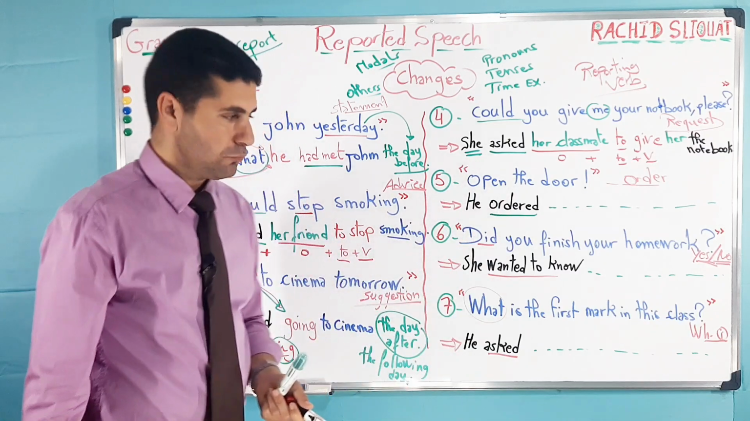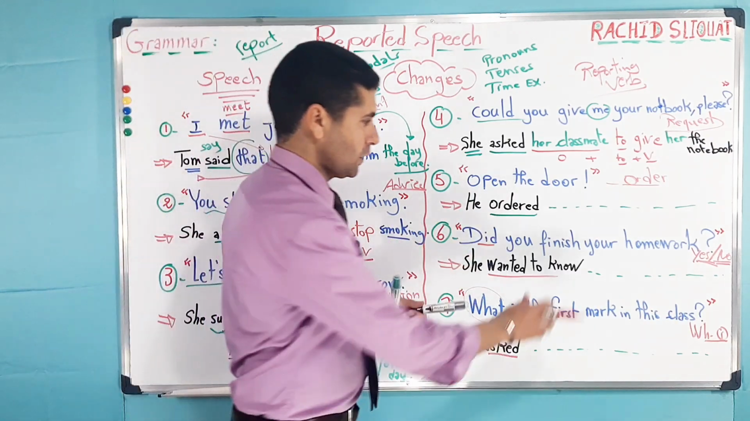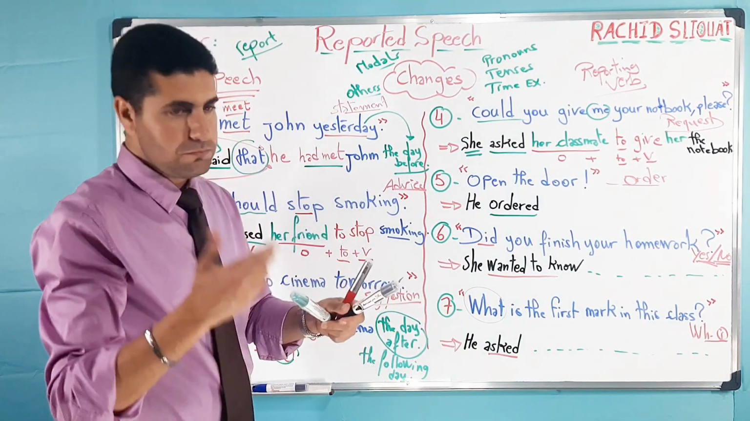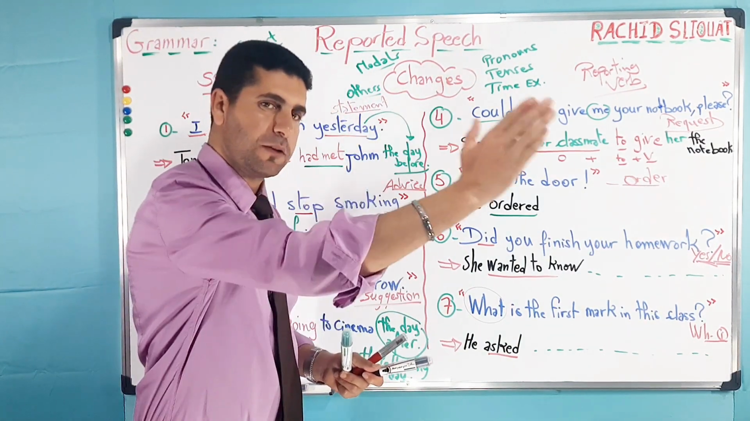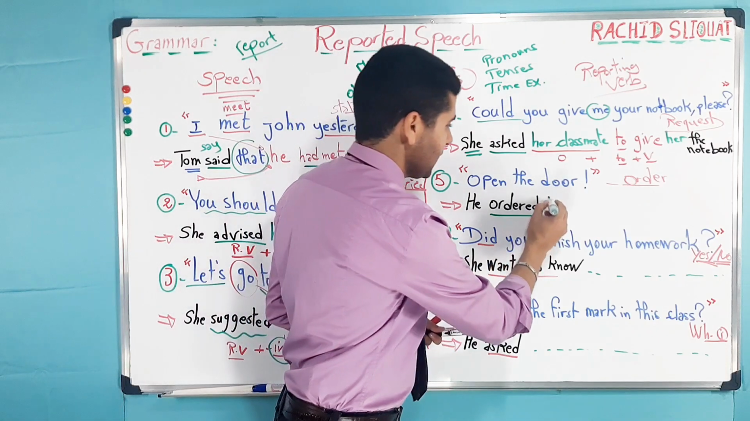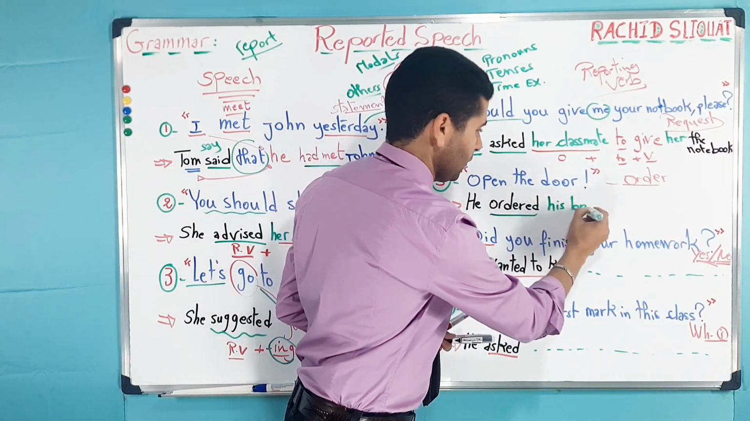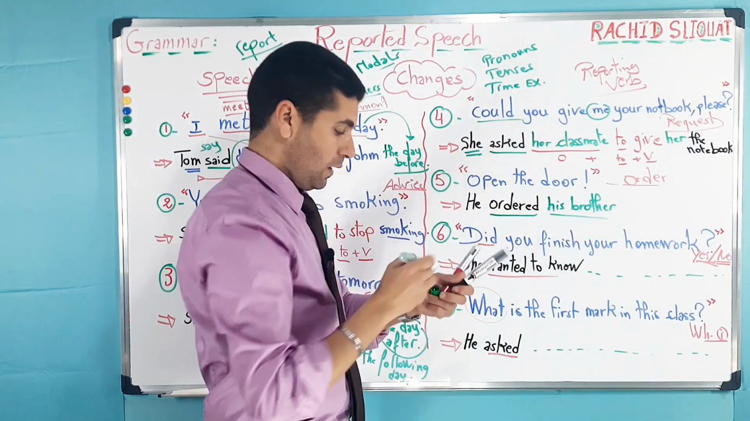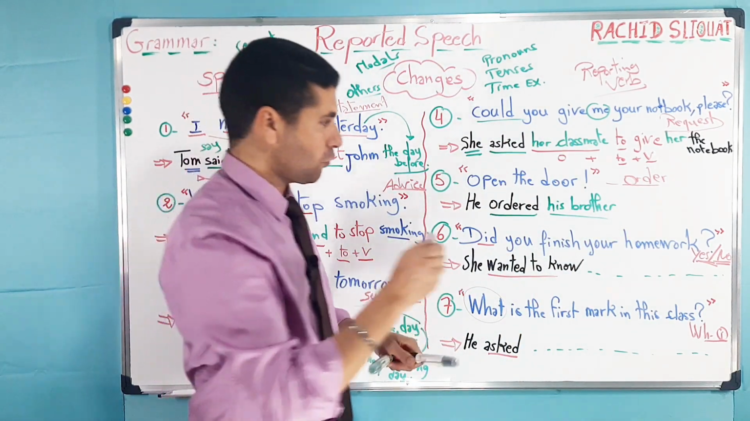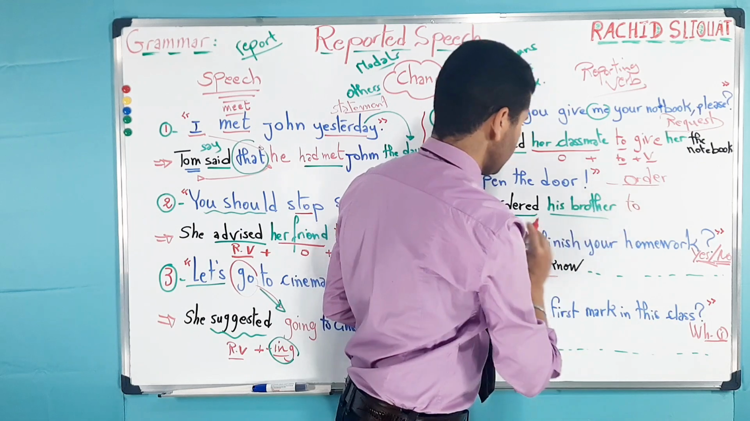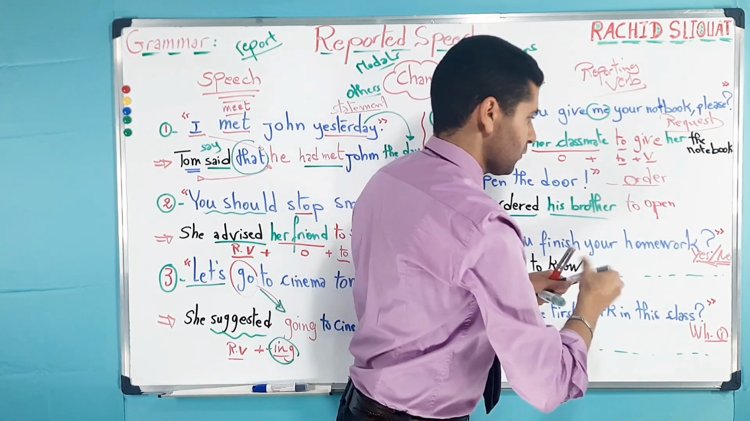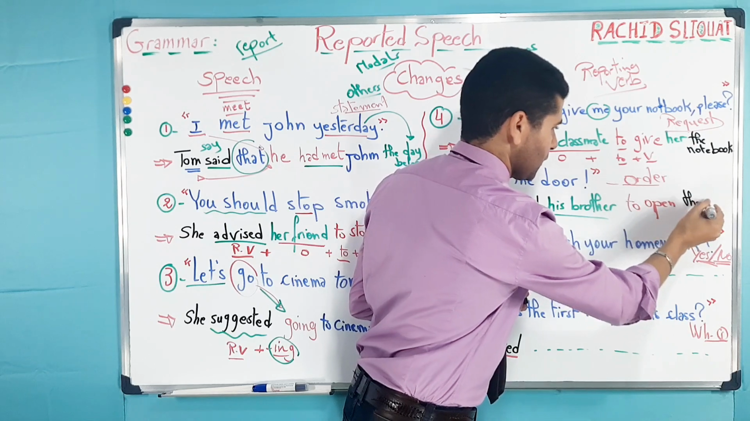All right, let's go to number 5. Open the door. He ordered, for example, always a command to someone. So he ordered his brother, for example. He ordered his brother. This is the object. He ordered his brother to, we can say, to open the door. To open the door.